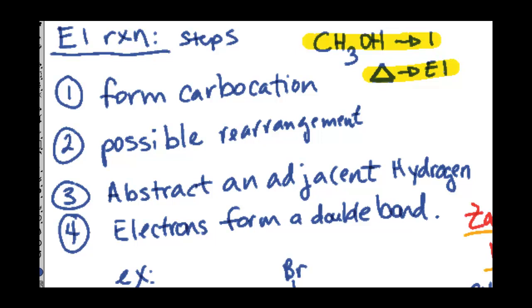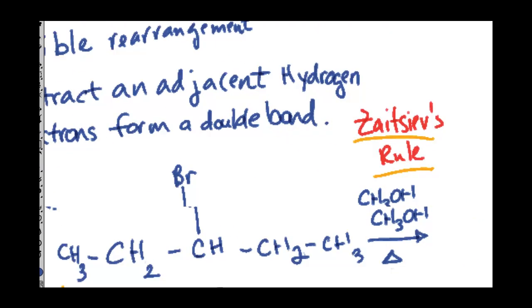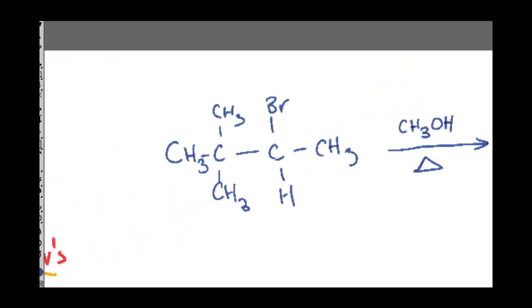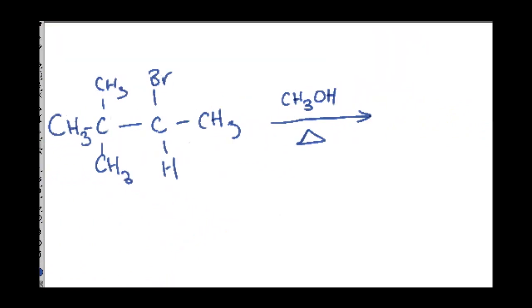So check, after you form your carbocation, check for a possible rearrangement, then abstract adjacent hydrogens, and then form your double bond. And if necessary, use Zatsev's rule. The more substituted is the more stable product. Okay, so let's look at this example here. This is again to exhibit a methyl shift.